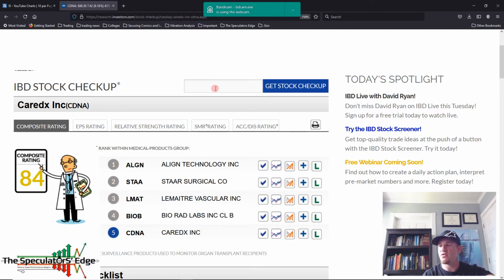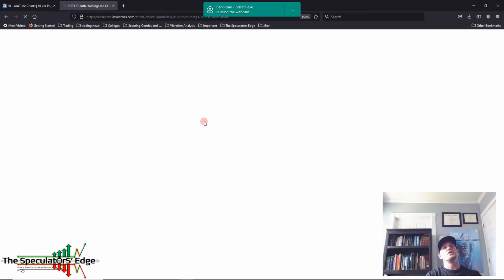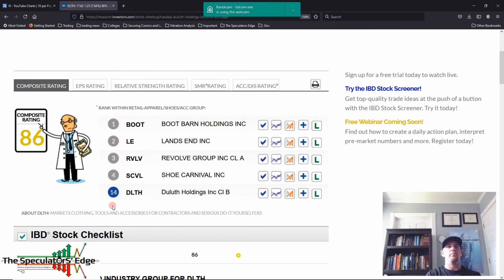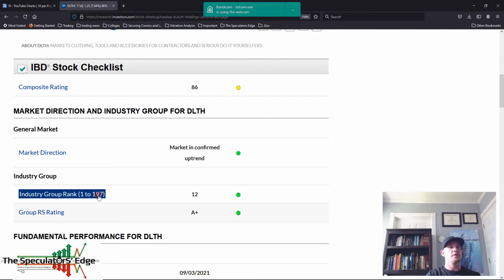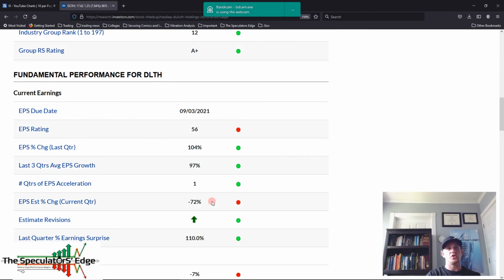So let's go ahead and move on to the last stock, which will be DLTH, which is of course Duluth Trading or Holdings. Practically what they do is market clothing, tools, and accessories for contractors and serious do-it-yourselfers. It is ranked 14th within the industry. Okay, that's okay. I mean, the industry group rank is 12, which is excellent. Awesome industry right now. The group relative strength rating is at A+. Composite rating is 86, which is good.